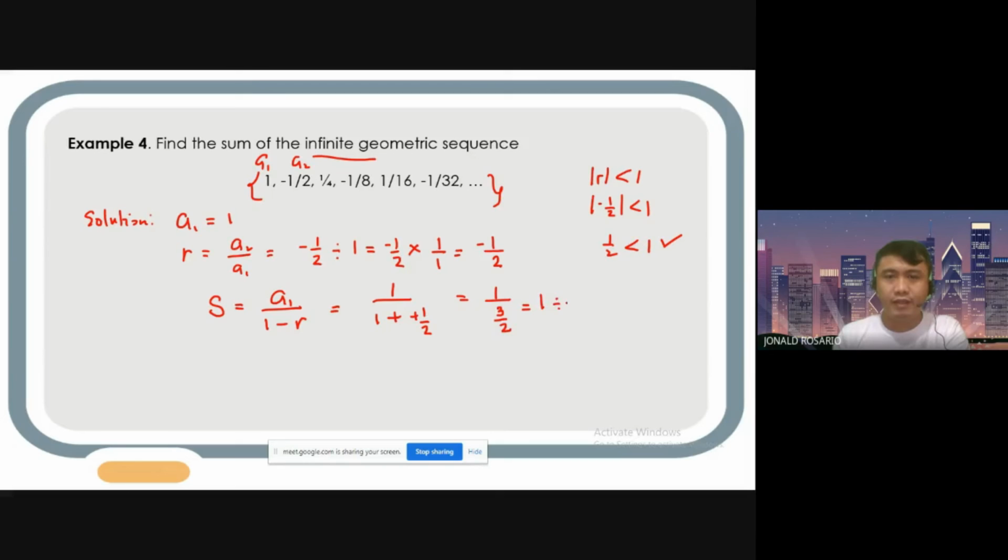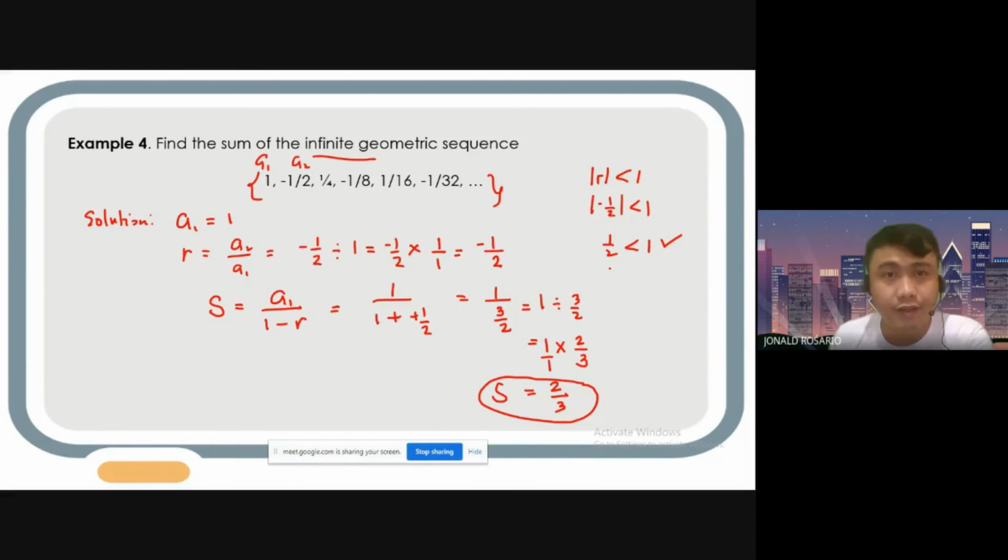So nagde-divide na naman tayo. So gagawin natin tong multiplication times the reciprocal of the divisor. So you have 1 times 2 is 2. 1 times 3 is 3. So the sum is 2 over 3. Okay, that's example number 4 on our infinite geometric series. We're just going to add the elements or the terms of this infinite geometric sequence.